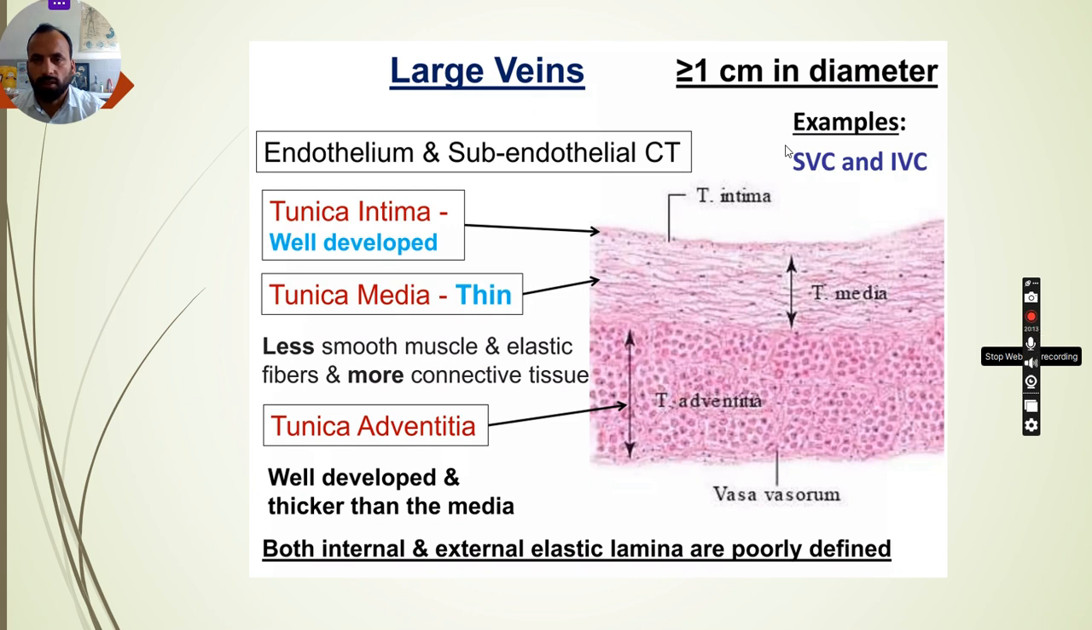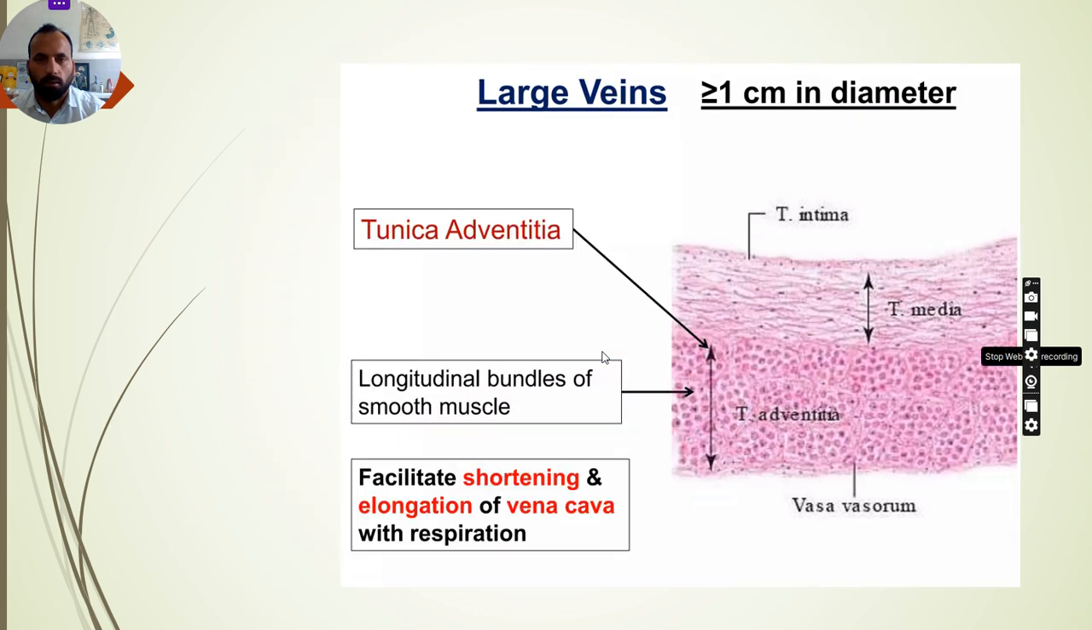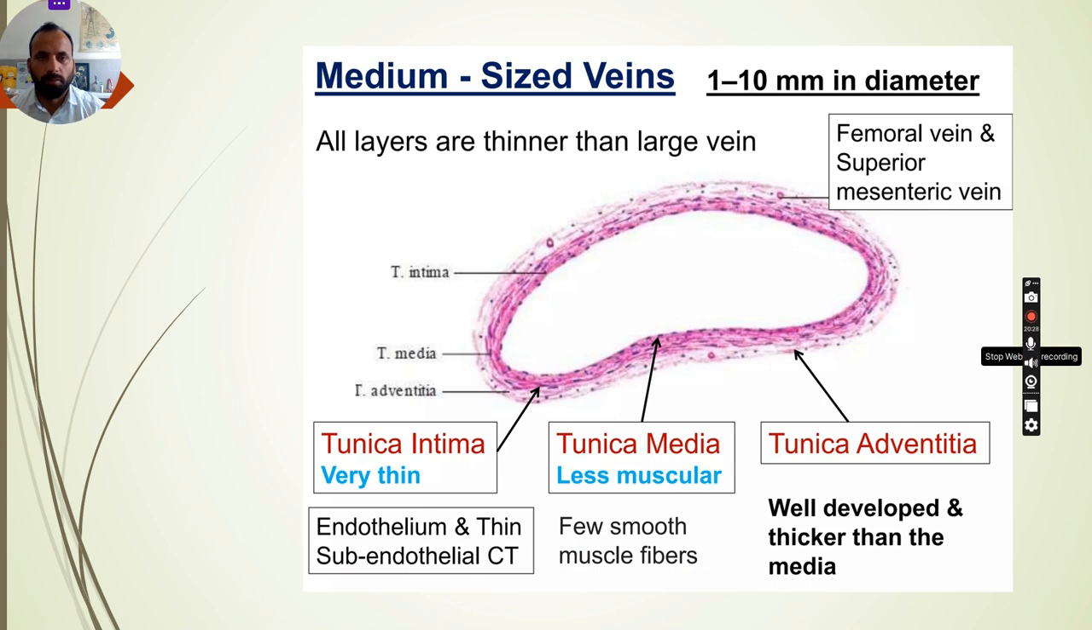Examples of large veins: you have SVC, superior vena cava, and inferior vena cava. So here again, tunica adventitia is highly developed in case of large veins. Now medium-sized veins, the size of the vein is 1 to 10 millimeters in diameter. Examples are femoral vein and the superior mesenteric veins. And tunica intima is very thin, tunica media is less muscular, and tunica adventitia will be well developed and thicker than that of the tunica media.